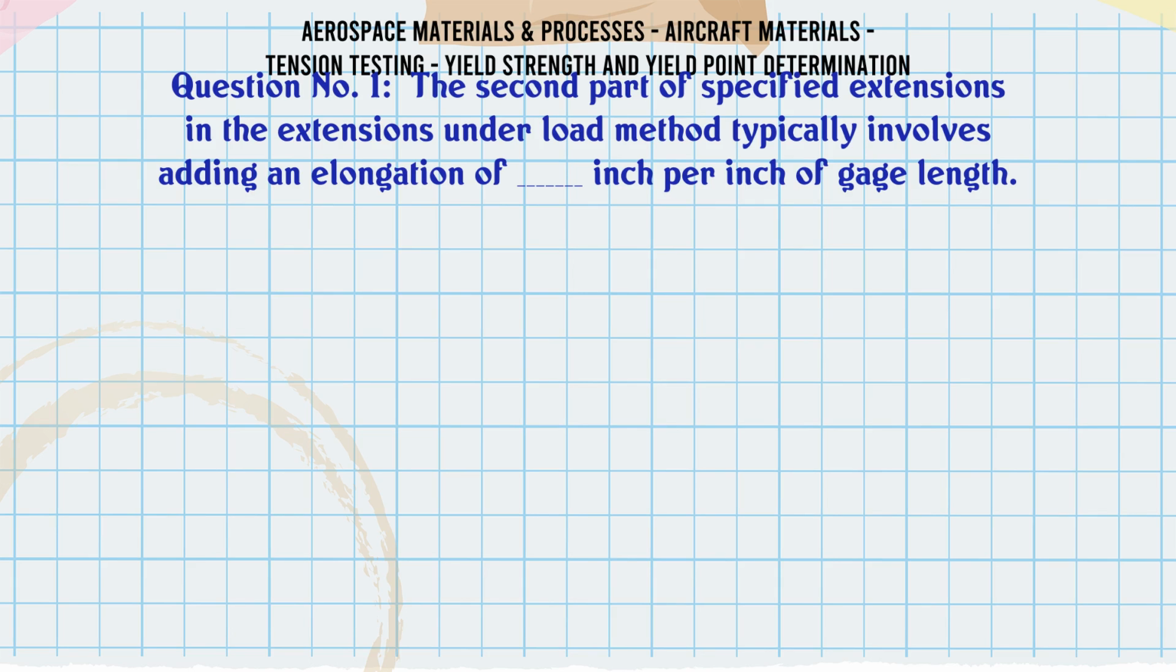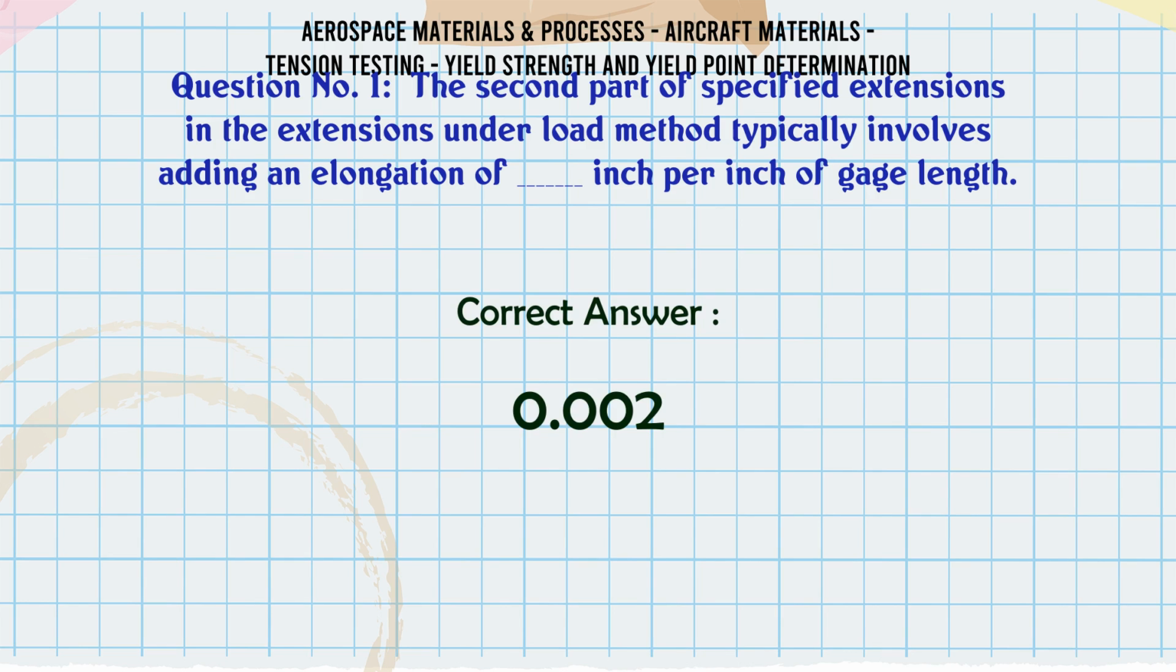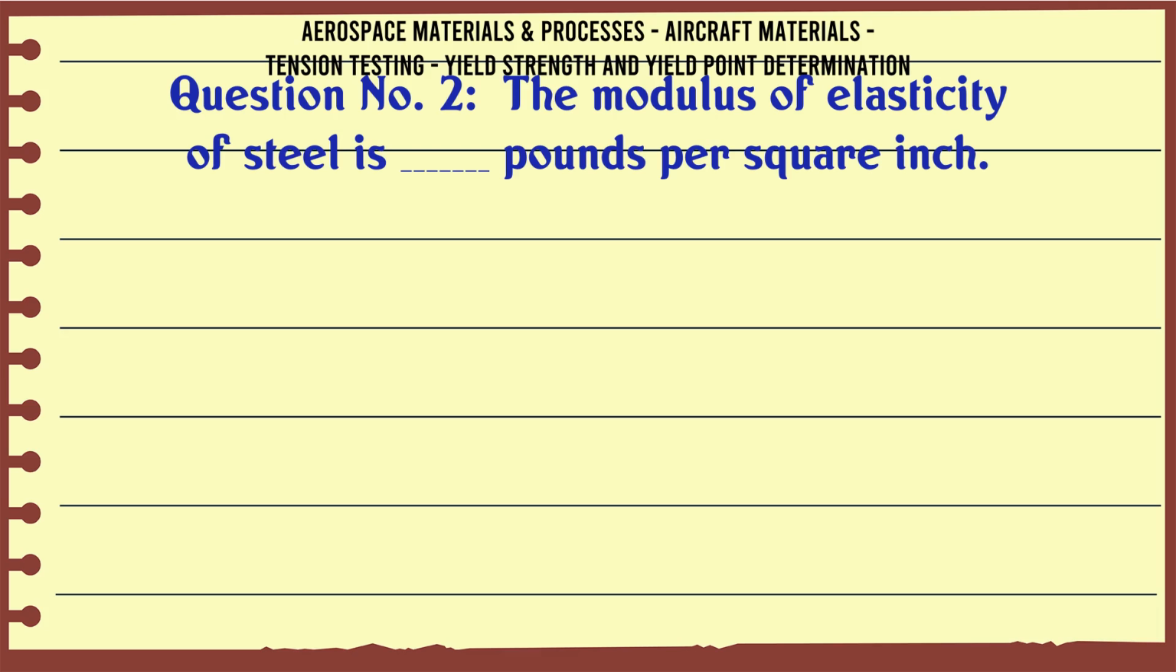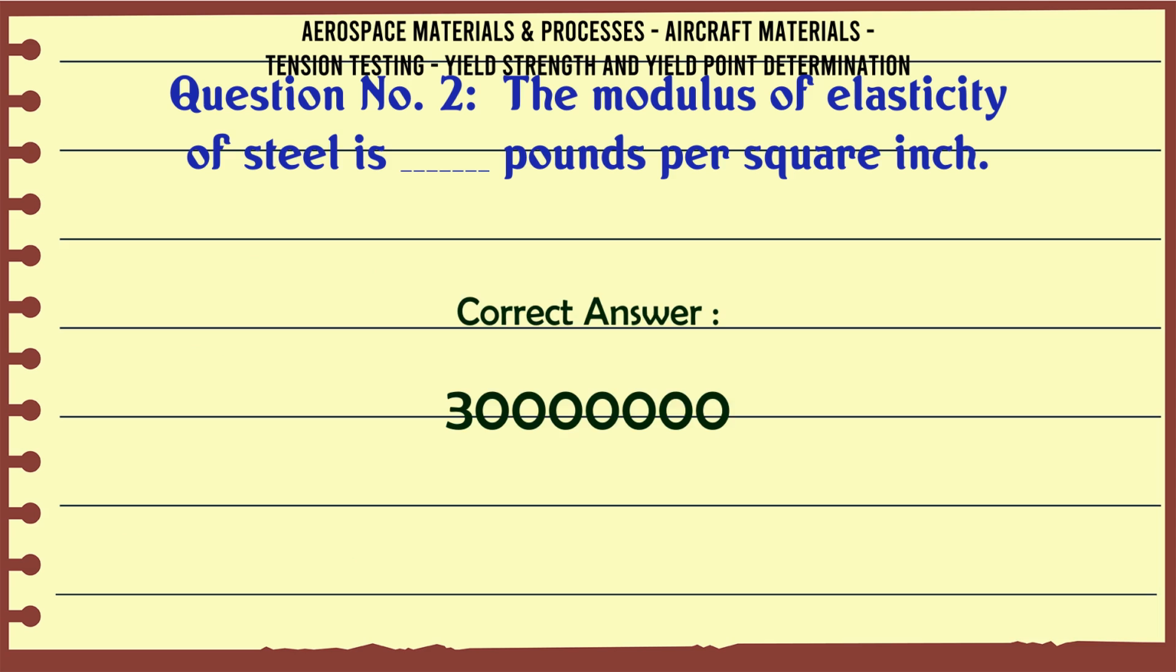The second part of specified extensions in the extension under load method typically involves adding an elongation of inch per inch of gauge length. A 0.2, B 2.02, C 0.02, D 0.002. The correct answer is 0.002. The modulus of elasticity of steel is pounds per square inch. A 65 lakhs, B 1 crore, C 3 crores, D 1000. The correct answer is 3 crores.